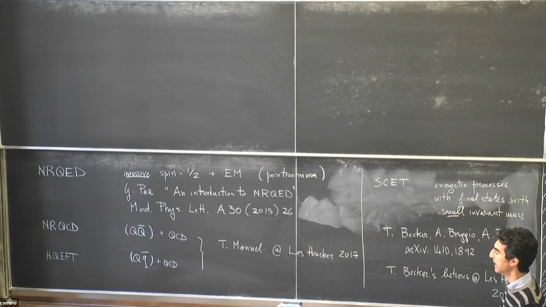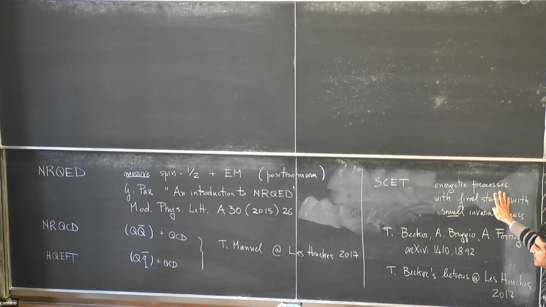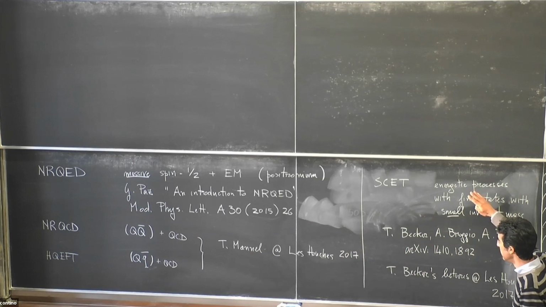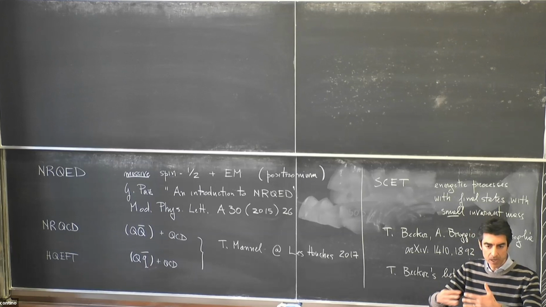So they can approximately be considered as stable, or you have to describe processes which are highly energetic. Okay. So these theories are very interesting, but this would take us another course to describe them. So I will focus instead on a more standard, quote unquote, situation in which you have in your effective description only light modes, and the energies involved in your processes are much smaller than the mass of the heavy states. Okay.